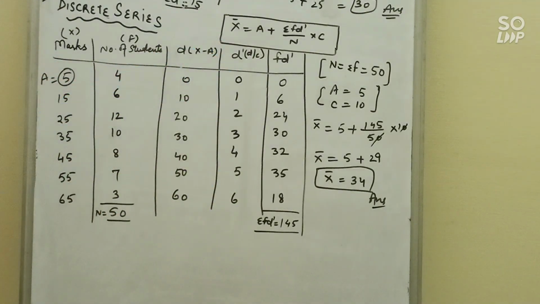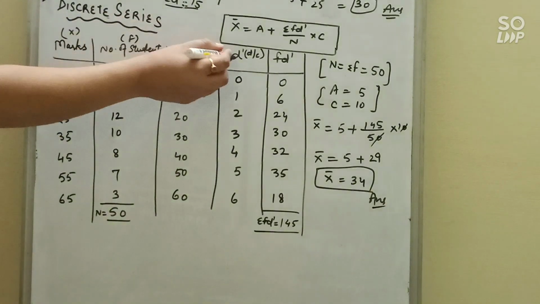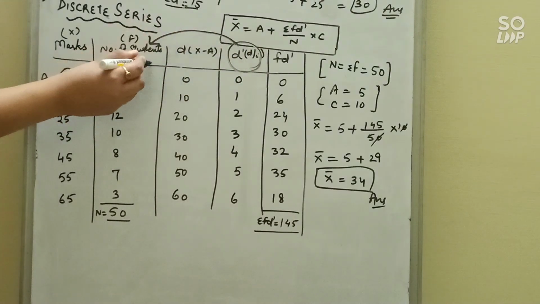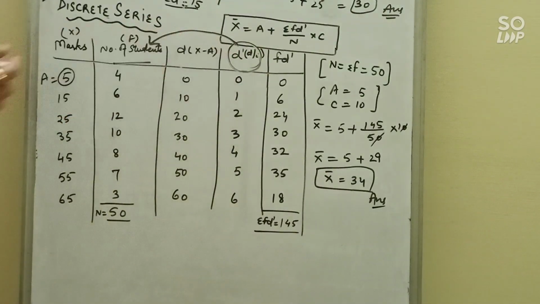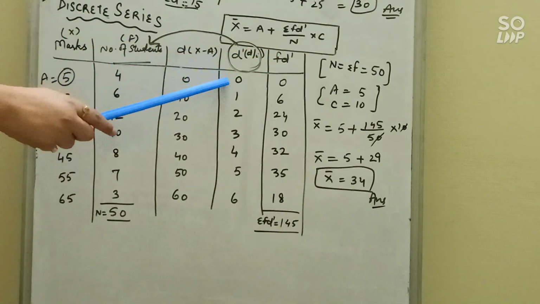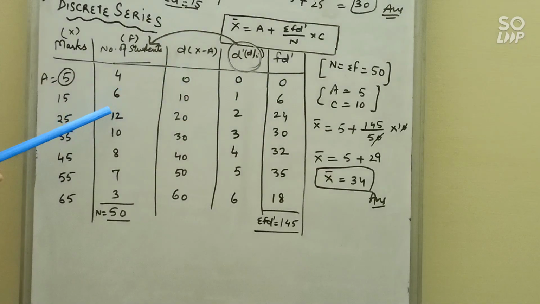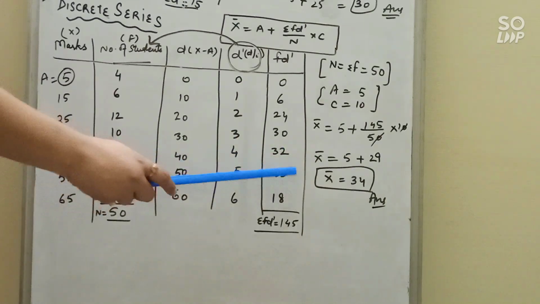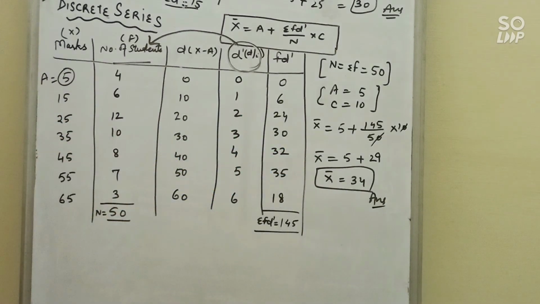But now if frequency is given, then what you will do, you will multiply the step deviation column with the frequency column. When we multiply these two columns, we have FD dash. Clear? So let's calculate: 4 into 0, 0; 6 into 1, 6; 12 into 2, 24; 10 into 3, 30; 8 into 4, 32; 7 into 5, 35; 3 into 6, 18. Now take the total of this column, that is sigma FD dash is equal to 145.